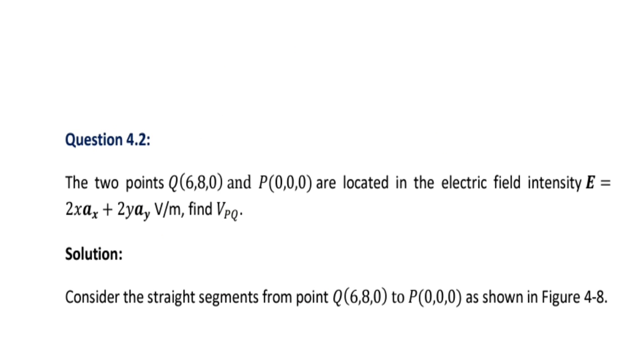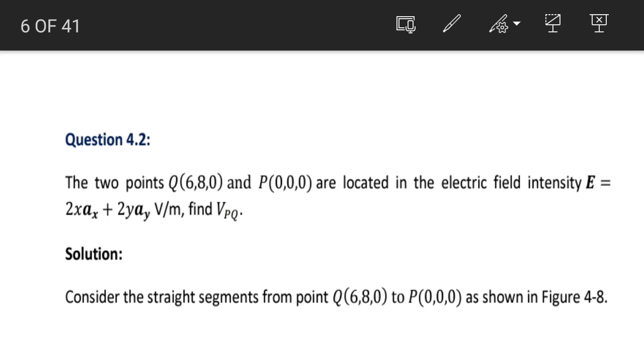All right, okay. So we do example number 4.2. There are 2 points. Point Q, which is (6, 8, 0), and point P, which is (0, 0, 0), are located in the electric field intensity 2x ax plus 2y ay. Find VPQ.